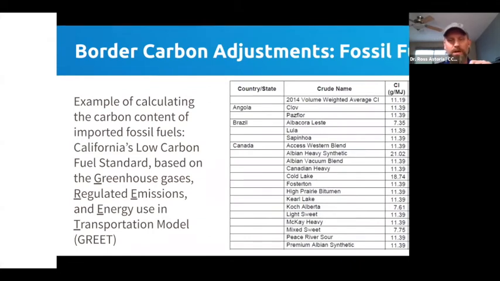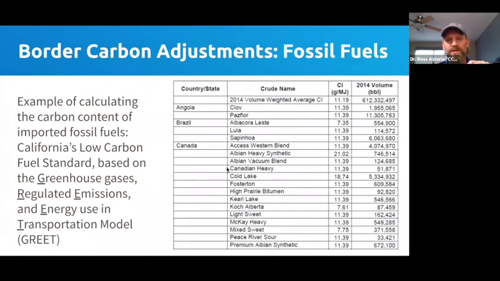This graphic here on the right is actually the GREET model applied to the California situation. California has what's called a low carbon fuel standard. And in order to administer the low carbon fuel standard, they need to identify the grams of carbon dioxide pollution per megajoule of fossil fuel. And that's what they're doing in this table here.